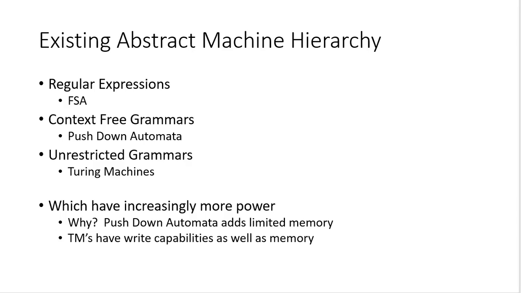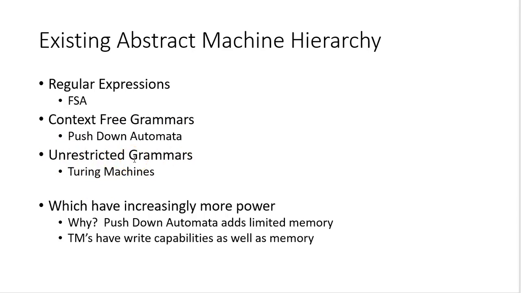As you know, having studied with this class, there is an existing abstract machine hierarchy that computer scientists and linguists deal with. Finite state automata by itself can express regular expressions. A push-down automata can recognize context-free grammars, and a Turing machine can recognize unrestricted grammars.